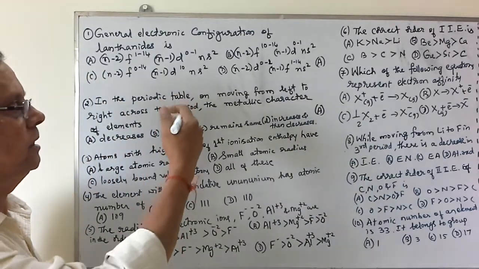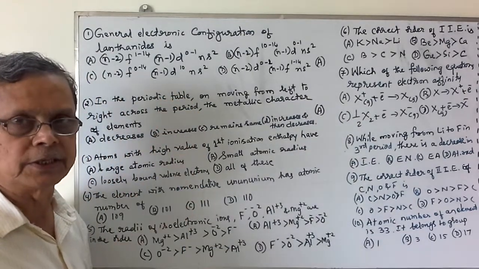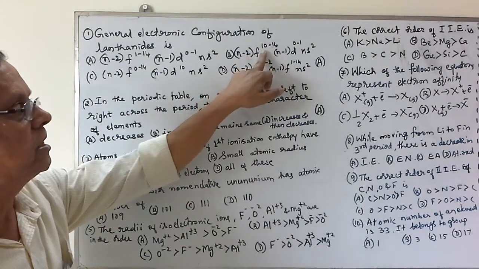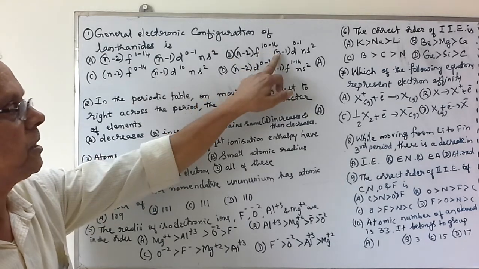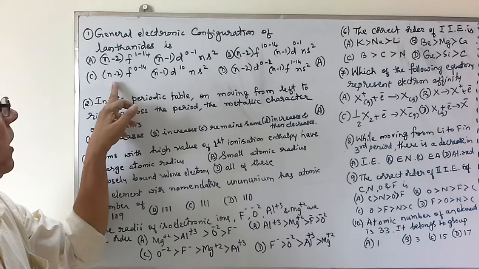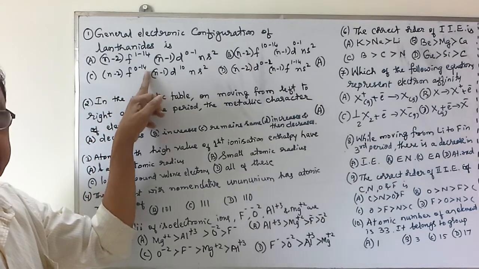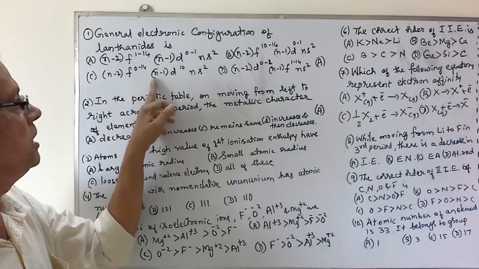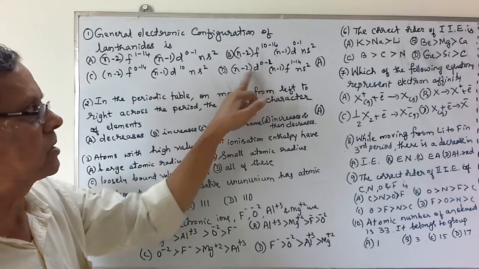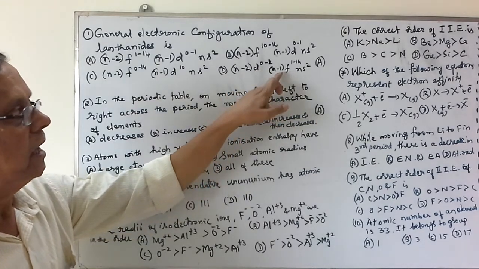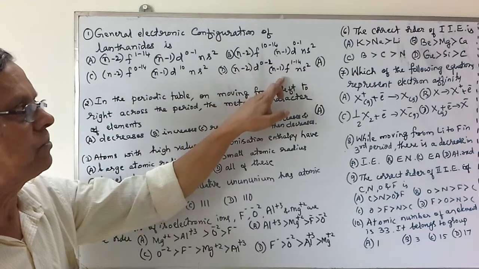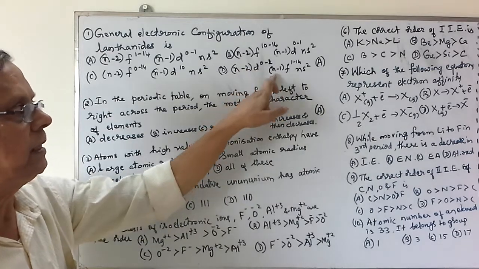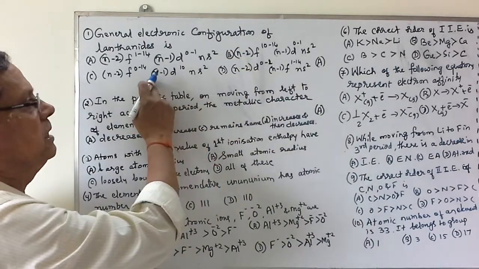Now let us go through the other options in the first two questions. In the first question, (n-2)f 10 to 14 is wrong, so option B is wrong. In case of (n-2)f 0 to 14, it's okay, but (n-1)d 10 is wrong. That's why C is wrong. (n-2)d is wrong itself, because we have to write the (n-2)f orbitals and (n-1)d orbitals in the same order. That's why options B, C and D are wrong.